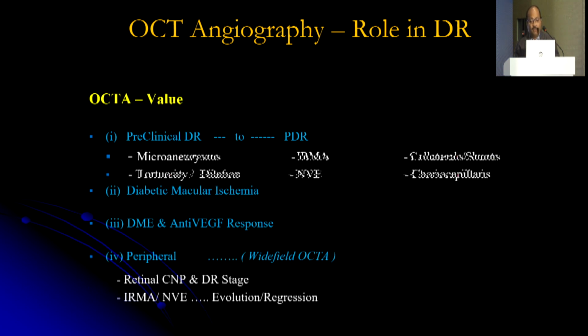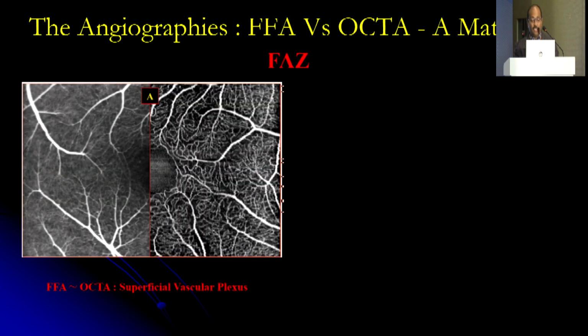So it also shows up different changes in the various stages of diabetic retinopathy. It highlights diabetic macular ischemia, useful in correlating DME with anti-VEGF responses. This is an interesting facet. And also, now that we have wide field OCTA coming up, showing peripheral changes of non-perfusion and equating it with the relevant DR stage. Also looking at, very excitingly, evolution or regression of IRMA and NV, and we'll look at all this in a bit. So angiographies, we've talked about this.